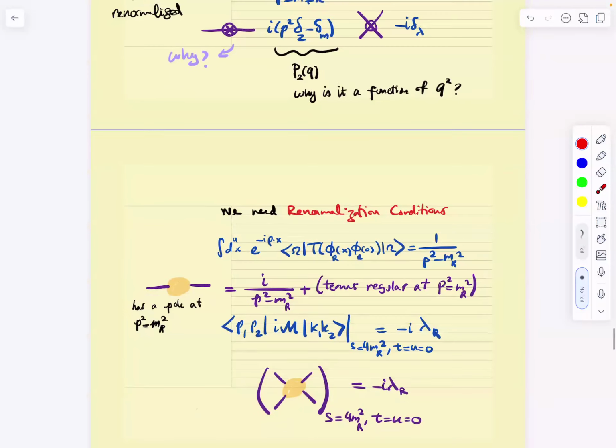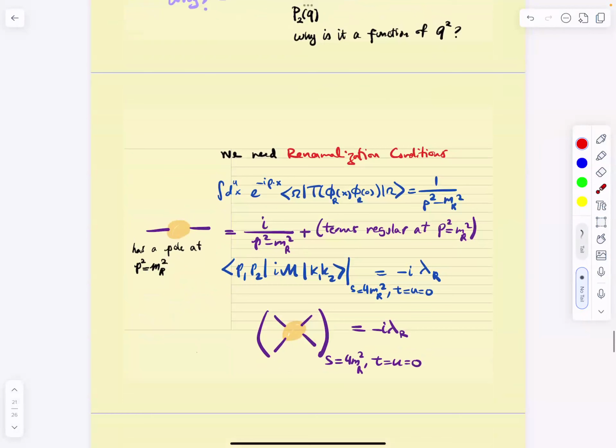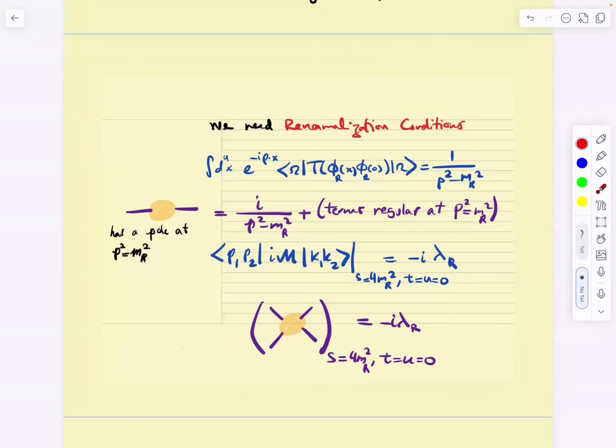You also have a renormalization condition for the 4-point function. When you calculate this vertex, it should become minus i lambda_r. This is a function of s, t, and u. When s is 4 m_r squared and t and u are 0, this should become minus i lambda_r. I'll come back to this in a second. These are called renormalization conditions. I'm going to explain them a little bit more again, but I'm telling you in advance what they are. Questions?